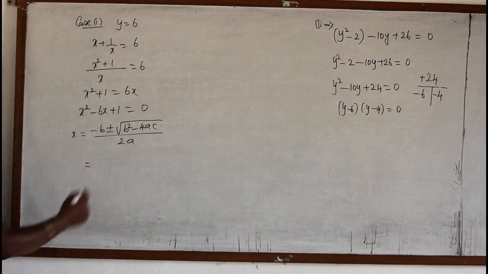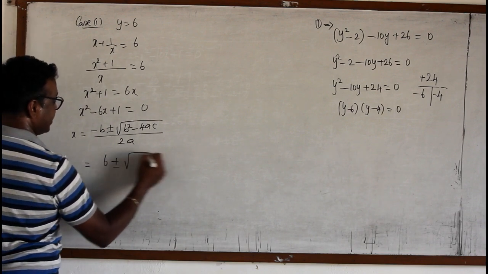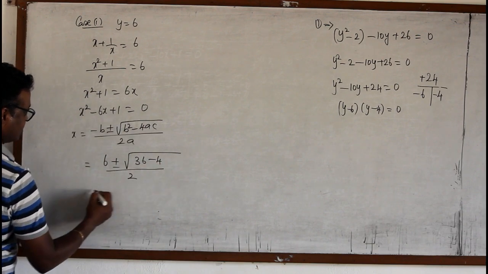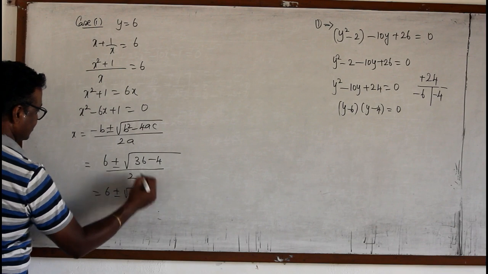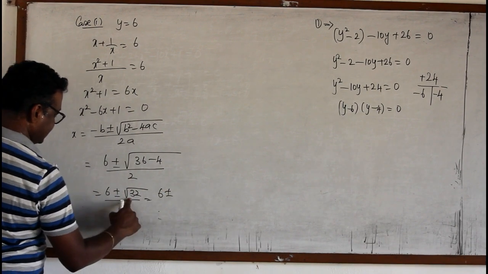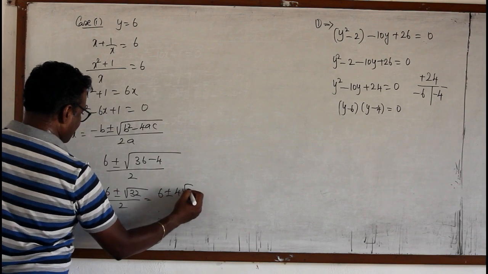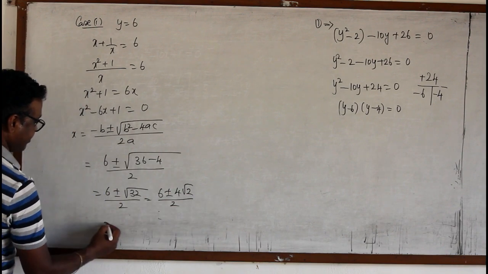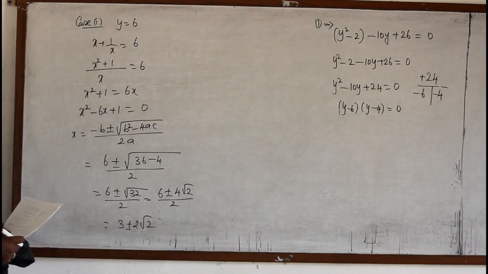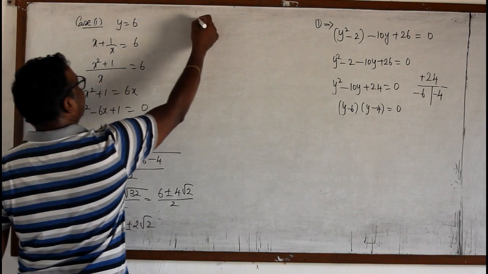It is 6 plus or minus root of 36 minus 4, by 2. That is 6 plus or minus root of 32 by 2. It is 6 plus or minus 16 into 2, that is 4 root 2 by 2. You can divide by 2: 3 plus or minus 2 root 2. This is the first case. Then case 2.